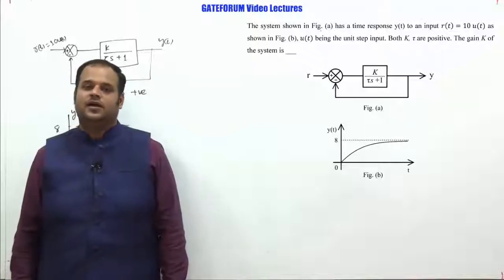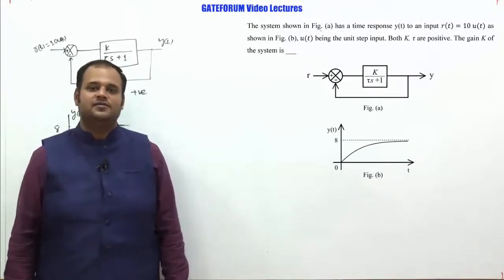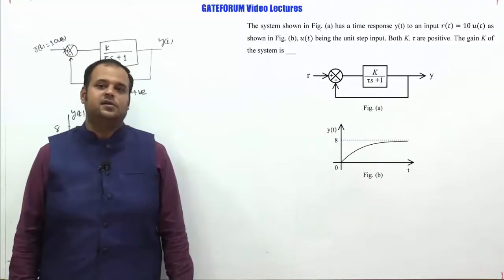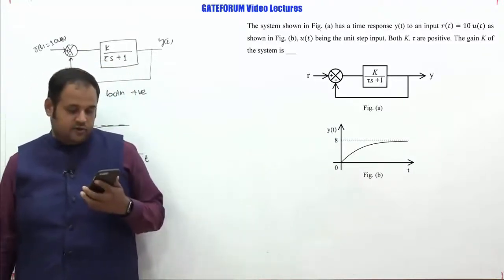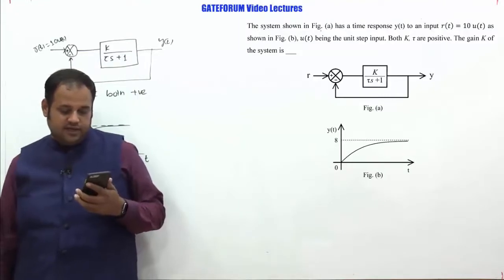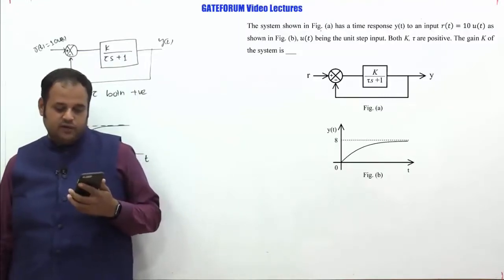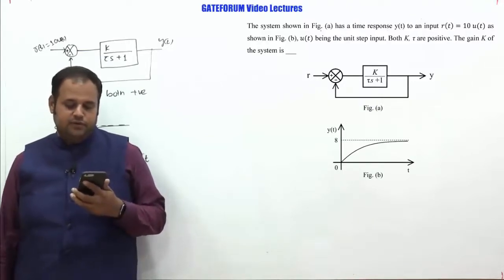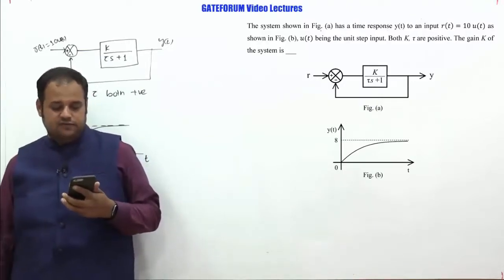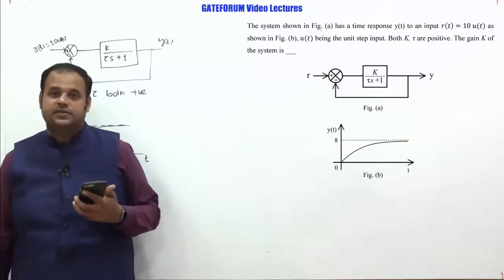This is a 2-mark question asked in GATE 2020 of Instrumentation. This is from the Control Systems subject and from the Time Response Analysis chapter. The given question is: the system shown in figure A has a time response y(t) to an input r(t) equal to 10u(t), as shown in figure B, where u(t) is the step input. Both K and tau are positive. The gain K of the system is how much?